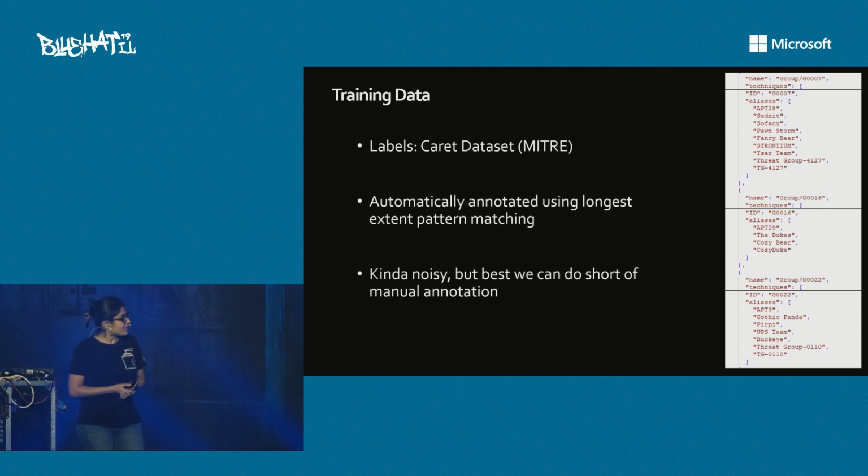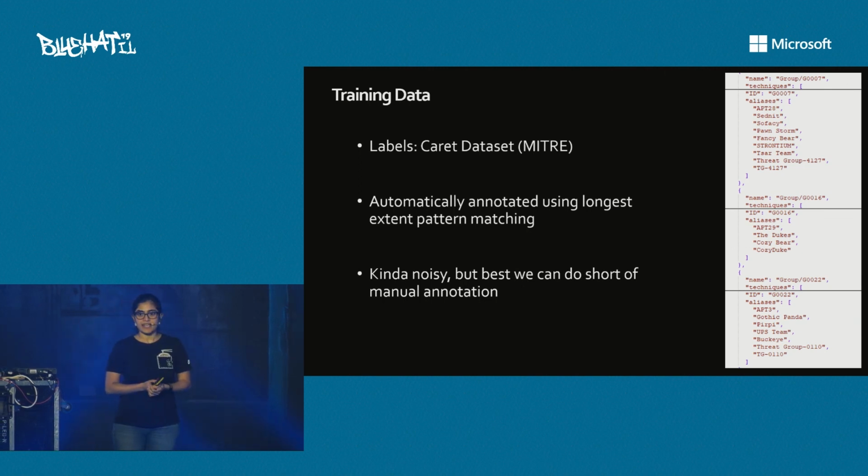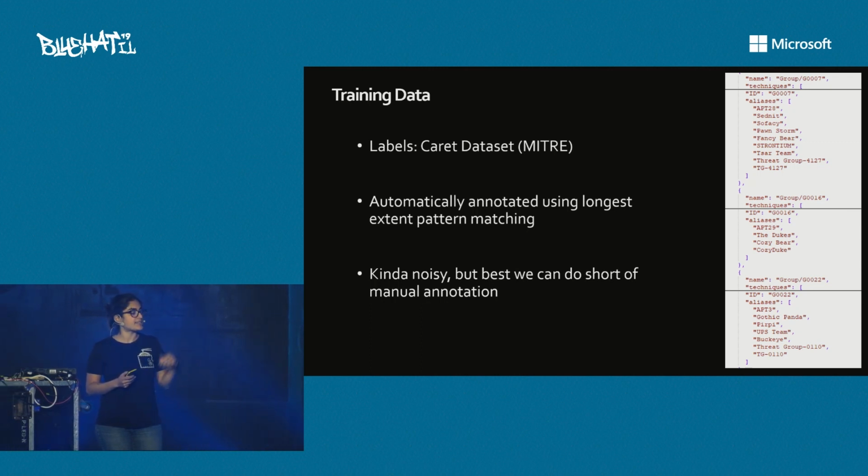To label our training data, we relied on the Carrot dataset, which is provided by MITRE. MITRE is an American nonprofit. It just contains a JSON structure with the list of all the actor names, their aliases, and the techniques they use. And I just put in a screenshot of that there. We used the data as a list of tags, and then we annotated our corpus using longest extent pattern matching.